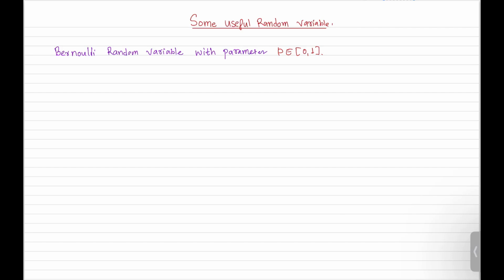Hello everyone, welcome. Now we will be looking at a few useful random variables, or you can say a few of the standard random variables such as Bernoulli, binomial, Gaussian, uniform, Poisson, geometric. So these are a few standard random variables that we are going to have a look at first of all.